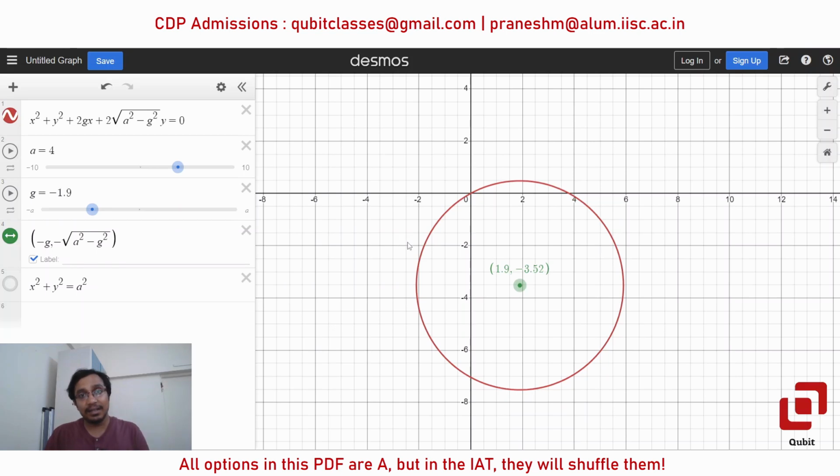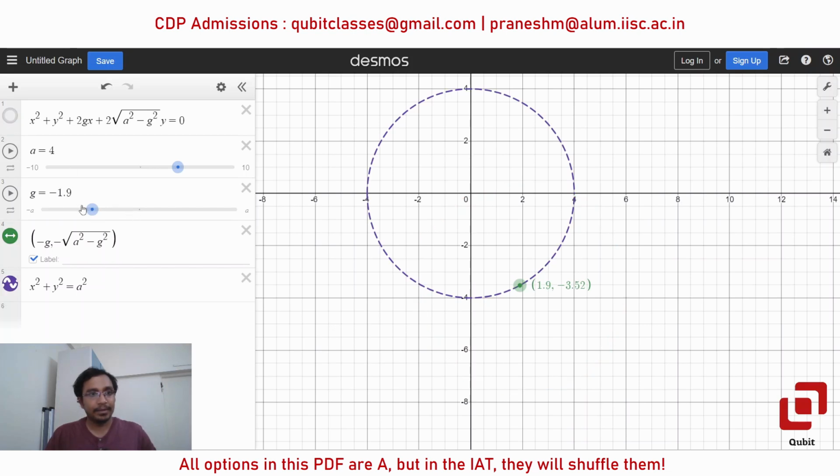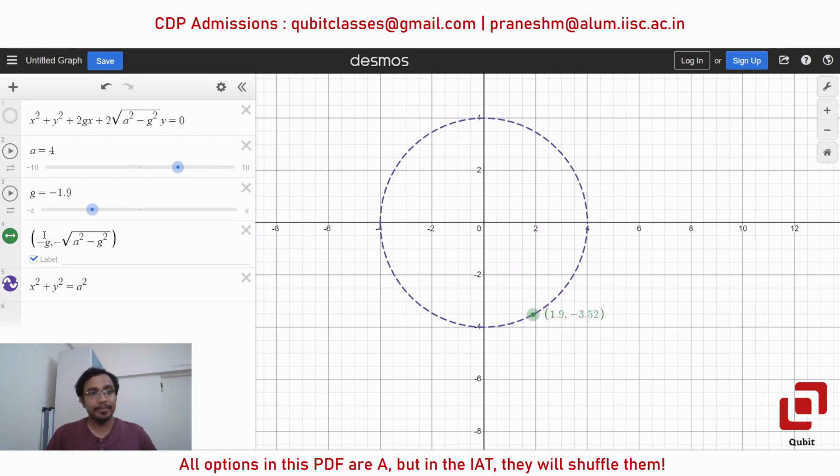Now the result that we have got is actually the fact that the green dot lies on the circle whose center is at origin, and this is the case. That's indeed true. Let me hide this one now, and let me change a. It still is on that particular circle. Okay, and if I let g vary, you can see that this point is still on the circle.